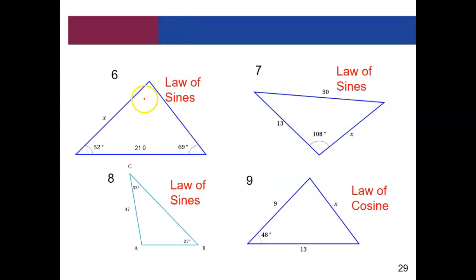Okay, this one we would have angle, side, angle. So angle, side, angle is law of sines. This one we're going to have side, side, angle. So this would be the law of sines, and it would also be the ambiguous case that you'd need to check for the possibility of no triangles or two triangles.